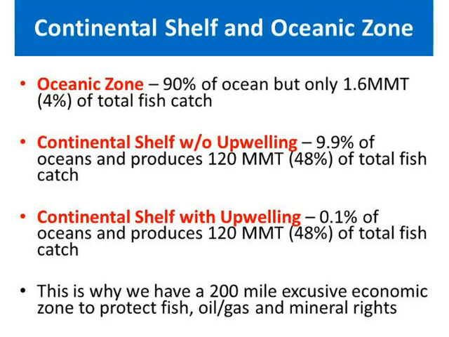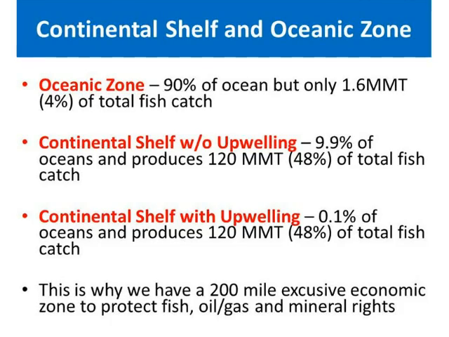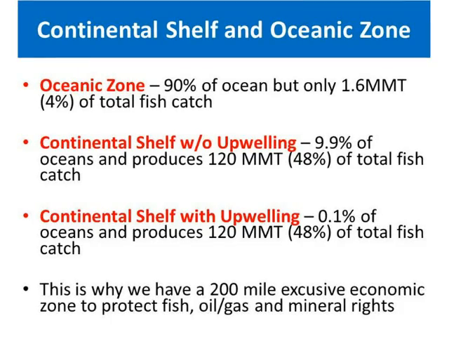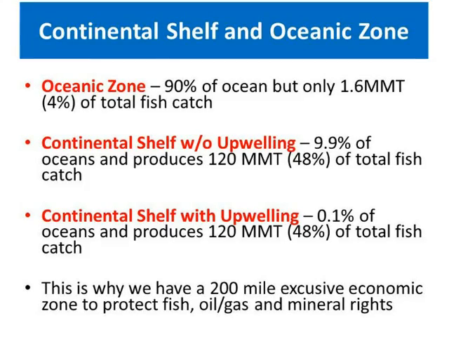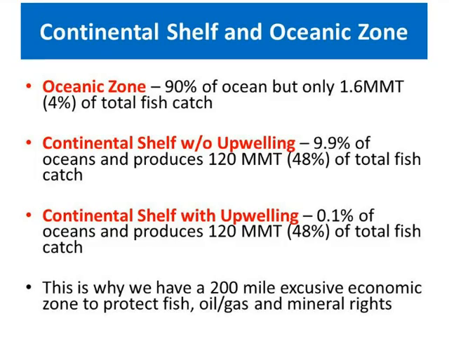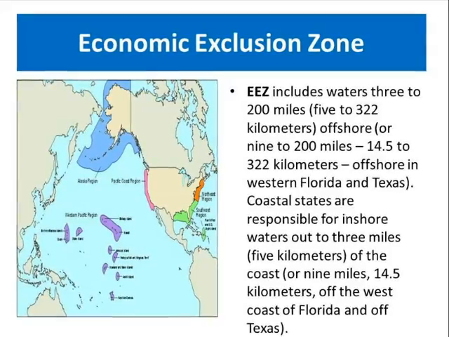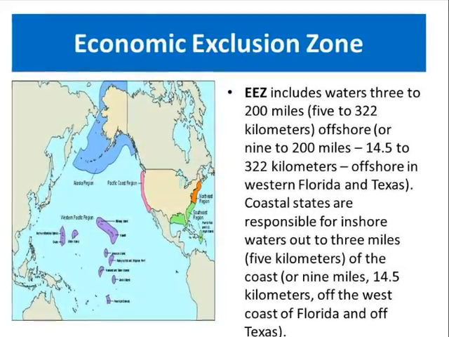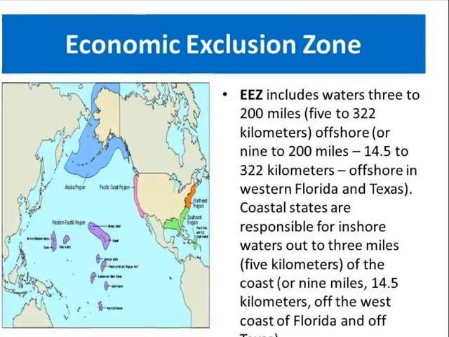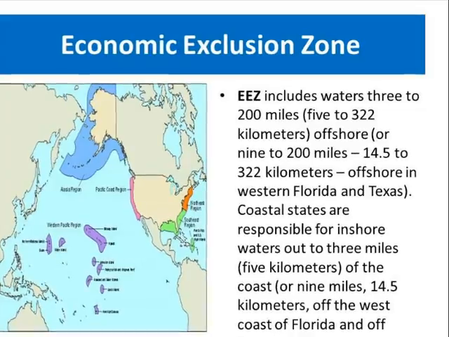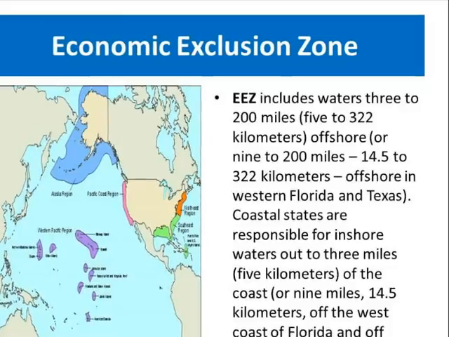One of the reasons we have a 200-mile exclusive zone is to protect the fishing rights out on the continental shelf, which extends out in the United States to about 200 miles. Also, it protects oil, gas, and mineral rights in these areas. Now, the economic exclusion zones, and you can see them depicted on these slides, include waters 3 to 200 miles, 5 to 322 kilometers offshore, and it depends on where you are.